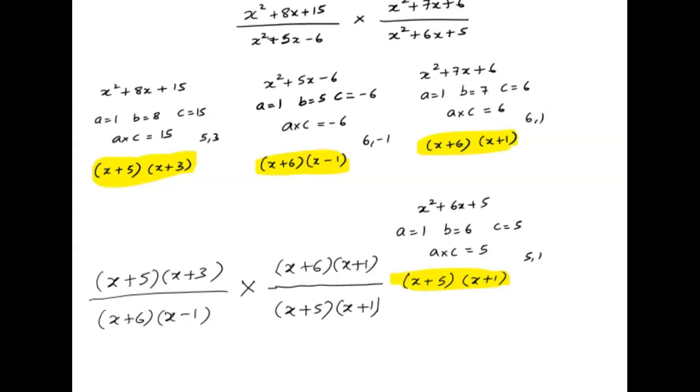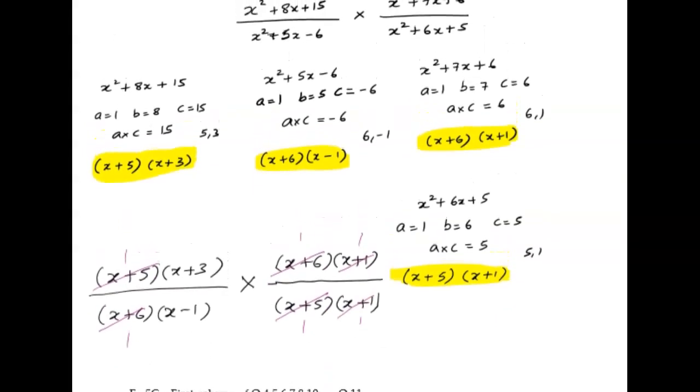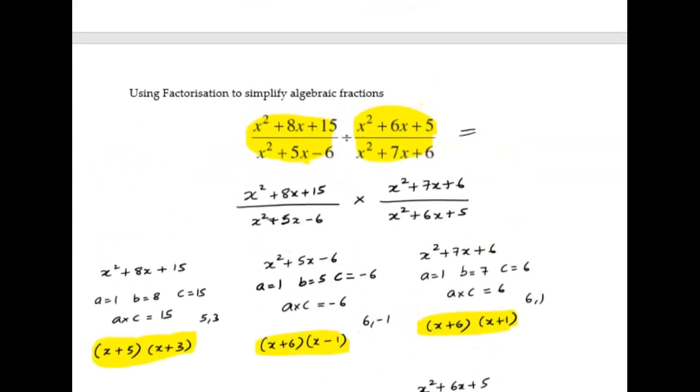Now if I go ahead and simplify this a little bit further, what I can see here is x plus 1 goes into itself once, x plus 6 will go into itself once, similarly x plus 5 will go into itself once. All we are left with at the end of this simplifying of the algebraic fraction is x plus 3 in the numerator over x minus 1. So the whole question basically simplifies into x plus 3 over x minus 1.